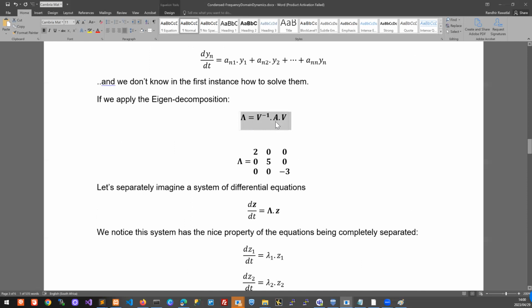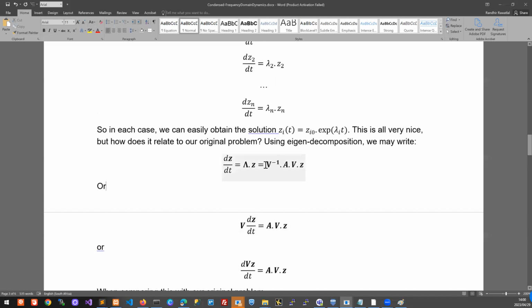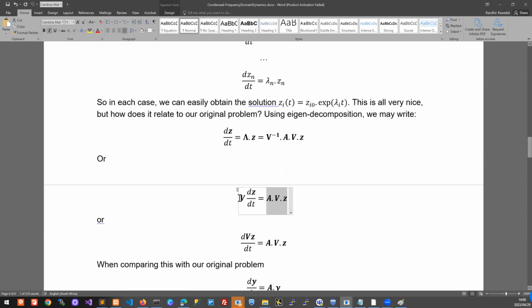So we can replace this lambda by V inverse AV. So we can rewrite this lambda Z as V inverse AV times Z, right? So we've just replaced the lambda here by this. And if we don't like this V inverse, we can multiply both sides by V. So we can write it as V times dz dt, and then left over will be AVZ. So we have that here. And then, of course, we can group these together. So V times Z is here, and you've got another V times Z here. So that's what the equation looks like now.